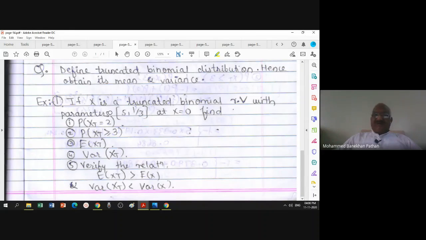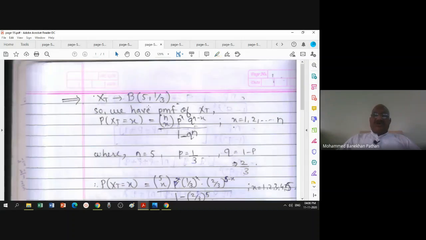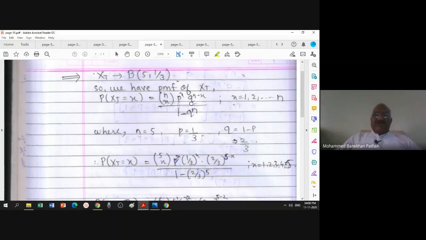So this example will try to explain everything that I taught yesterday and today related to the truncated binomial. Let us proceed with how to solve. Solution: xt follows binomial with n equal to 5 and p equal to 1 by 3. So I write the truncated distribution, the PMF of the truncated variable.